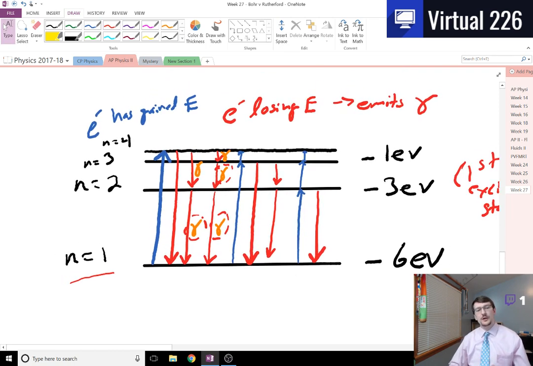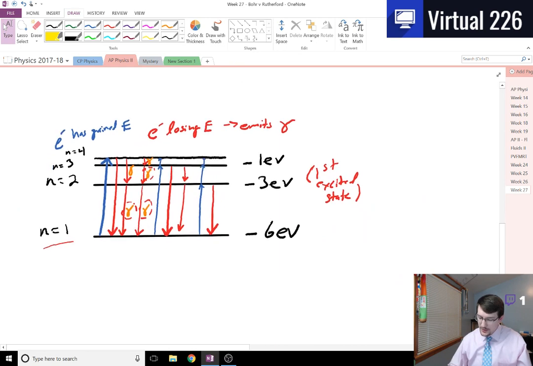Big key to remember is that going up is a gain in energy for our electron. We normally had to hit it with something, most often light. Coming down is a decrease in energy for our electron. And when we go down, we are emitting photons at each and every step of the way.